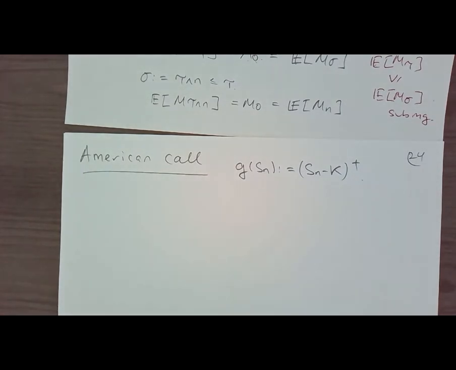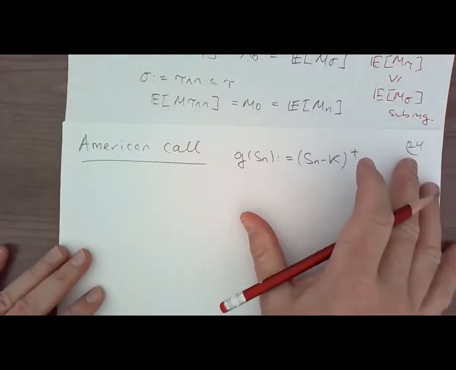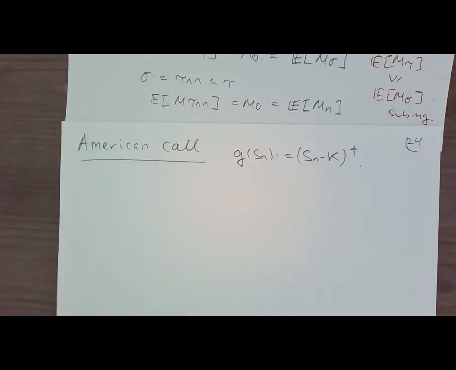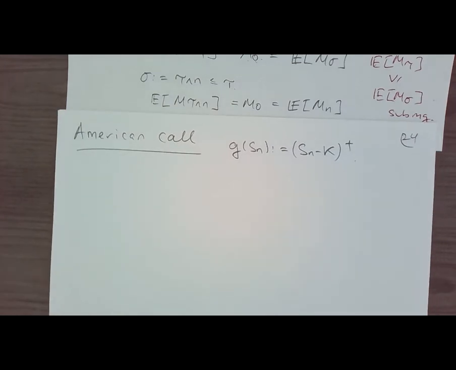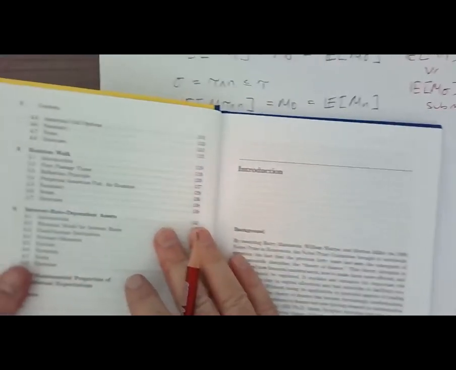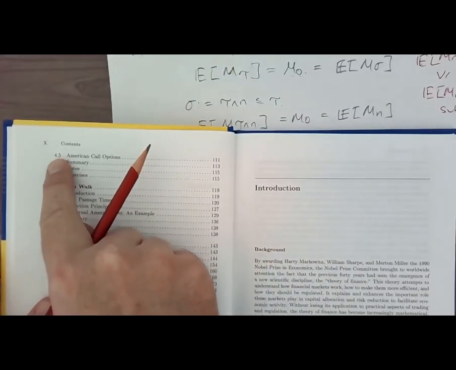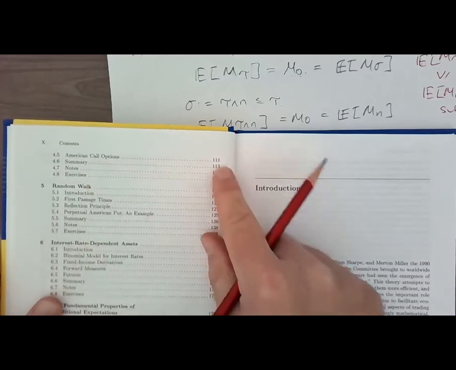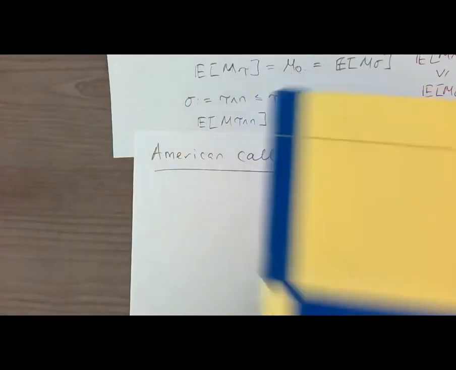In your homework, you would have realized you should get that you don't exercise this American call before the end of the time horizon. And the section here that spells all this out is the last chapter, section 5. This is chapter 4.5, American call options. So it's those few pages here I'm going to take you through now.